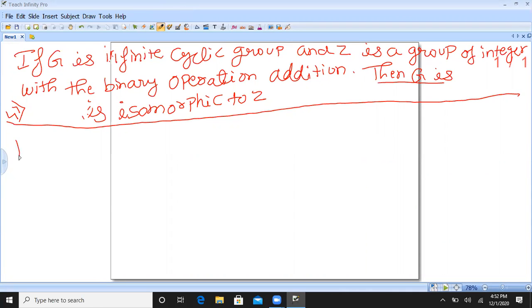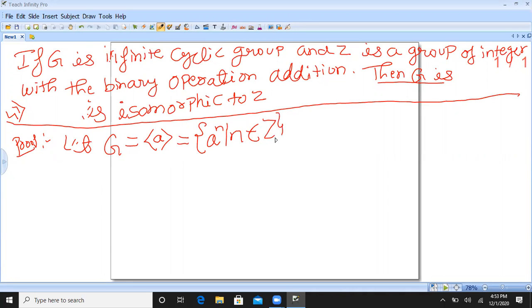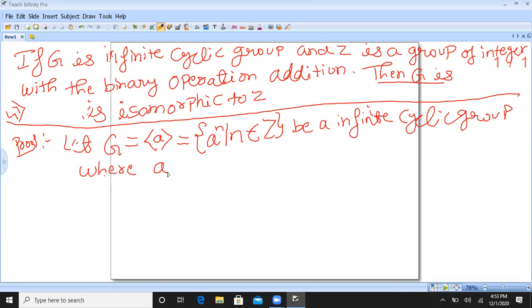Now let us see the proof of this. Proof: let G equal the set of A raised to N, where N belongs to Z, be an infinite cyclic group, where A is the generator. What does generator stand for?